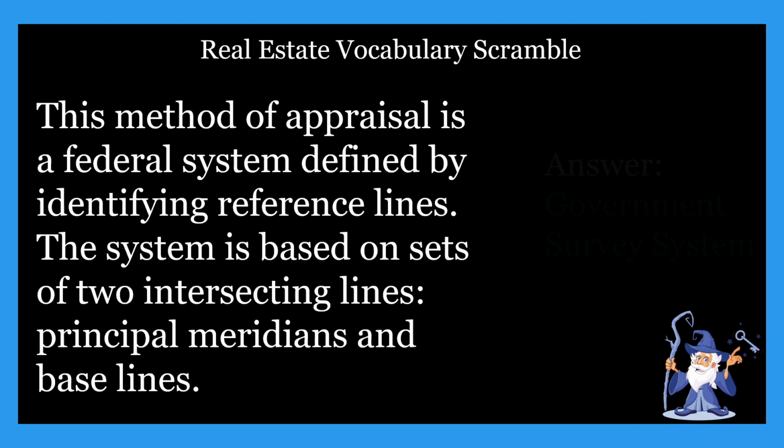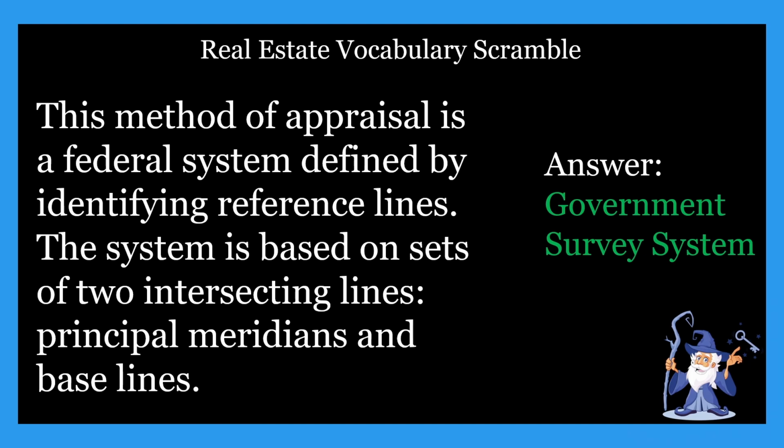And here's your answer. The government survey system. So the government survey system is the method of appraisal for the federal system defined by identifying reference lines. The system is based on two intersecting lines, principal meridians and baselines. It is sometimes referred to as the rectangular survey system.